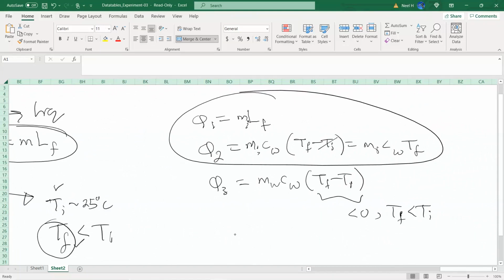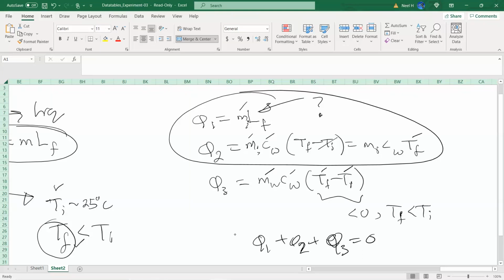That's it. Then again, we can say Q1 plus Q2 plus Q3 should result in zero, because two of them are positive, one of them negative. If there's no energy loss or energy transfer between the system and environment, that must result in zero. Then if I know all of these masses and all of these temperatures, then I can find the LF. That's the plan.